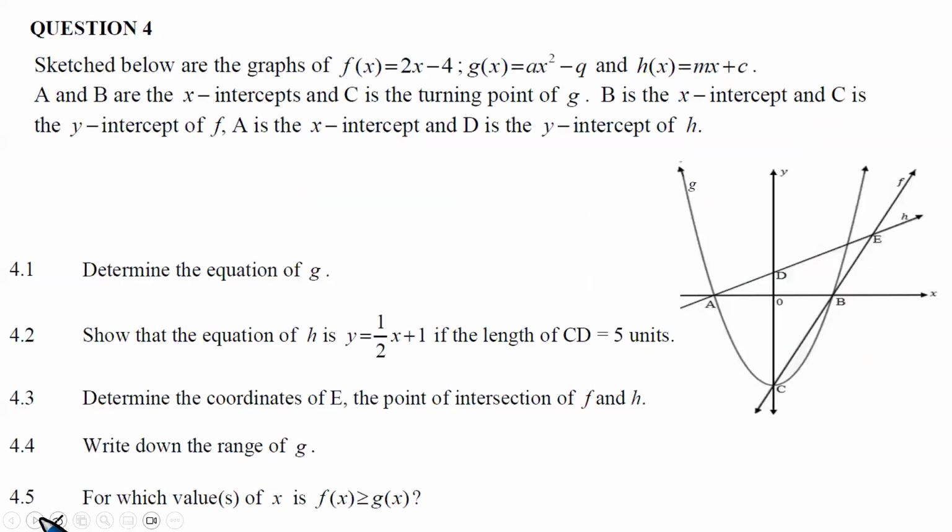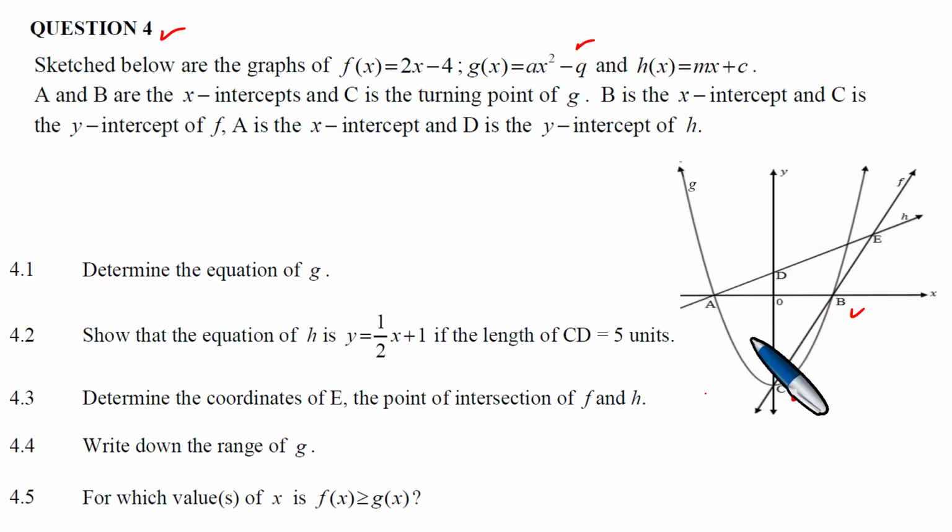Okay, let's look at the next thing. Sketched below are the graphs of f and g. A and B are the x-intercepts, and C is the turning point of g. B is the x-intercept, and C is the y-intercept of f. A is the x-intercept, and D is the y-intercept. Determine the equation of g. Let us find the equation of g.